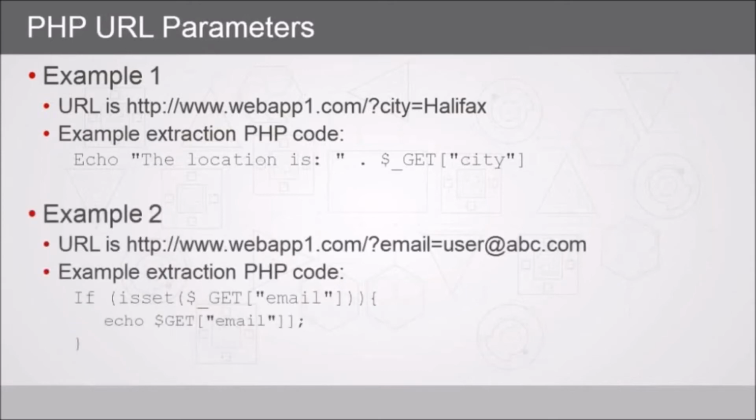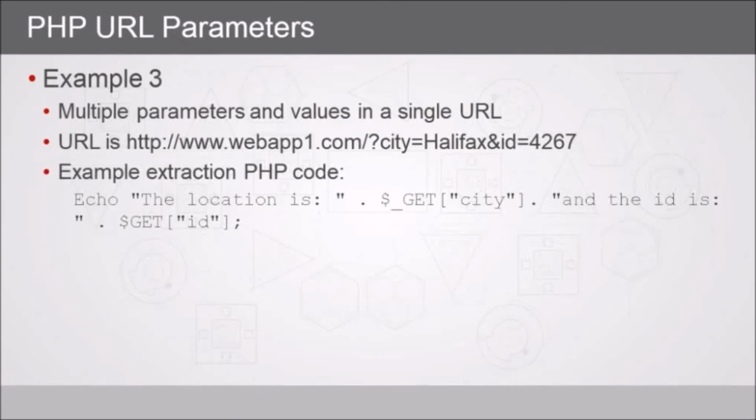In our second example, we have an email parameter with a user's email address, and to extract that, we would do the same thing. We would use $_GET. What's different in this particular code example is that we're checking to see if that's even been passed on the command line at all. When I say command line, I'm talking about the URL. So we've got an if statement, and we're using the isset function to see if the email has been supplied or not.